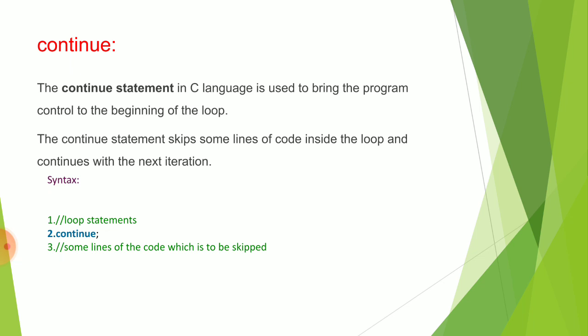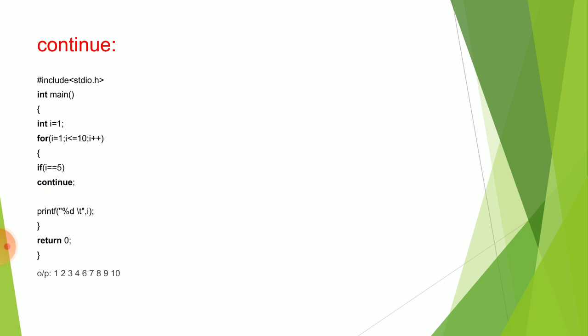The last control statement is continue. Continue statement is used to bring the program control to the beginning of the loop. The syntax for continue statement is continue semicolon. This is the example for continue.